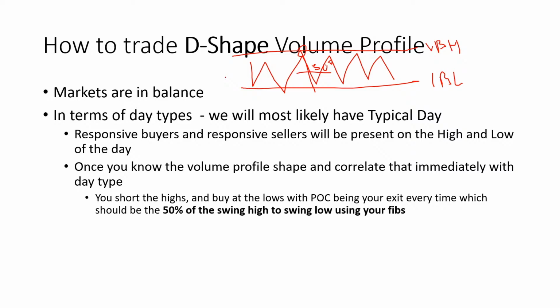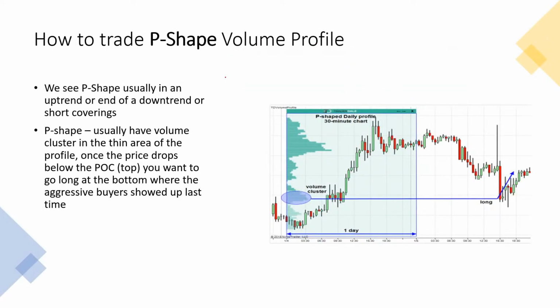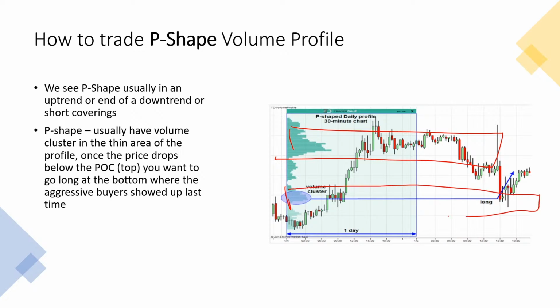All right, so let me show the P-shaped volume profile. Usually this is an uptrend or the ending of a downtrend, or sometimes I've seen it in short coverings. If you do see something like this, if the POC is on the top, right here, you have a volume cluster, a high volume node. Once we go here, they'll most likely dip and come back, and that's where you want to go long on a P-shaped volume profile.